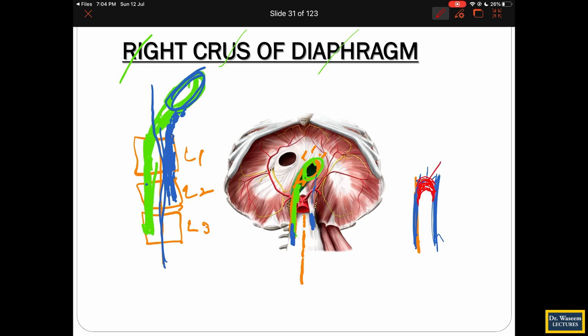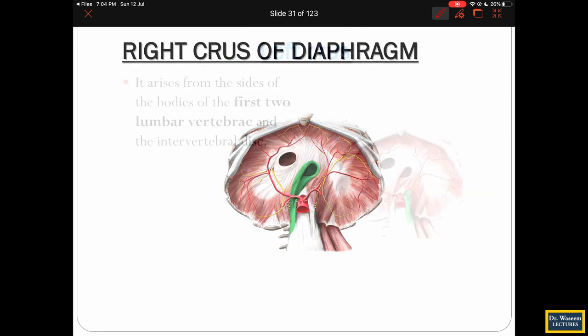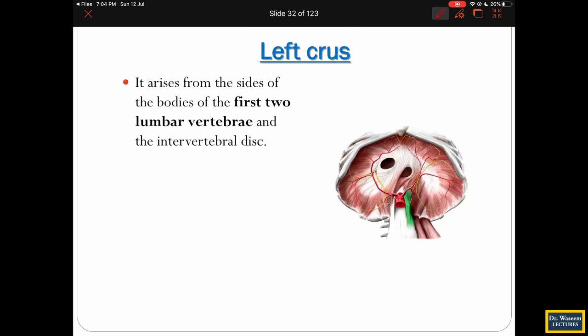This red color is called the arch-like ligament, the arcuate ligament. Because it is in the midline, it is called the median arcuate ligament. Watch this. So, this is called the median arcuate ligament. You are watching this also in white color, binding the two crura together, the median arcuate ligament. And here you are watching the left crus. I have told you it takes origin from lumbar 1 and lumbar 2, this green color you are watching. So, two crura and joining them together is the median arcuate ligament.